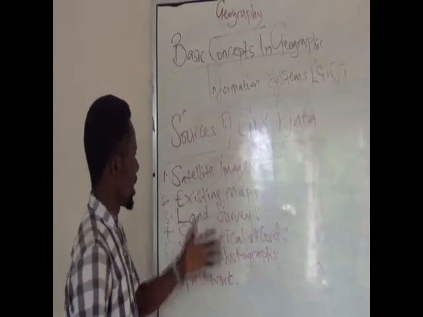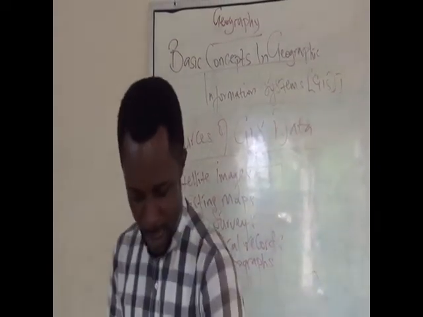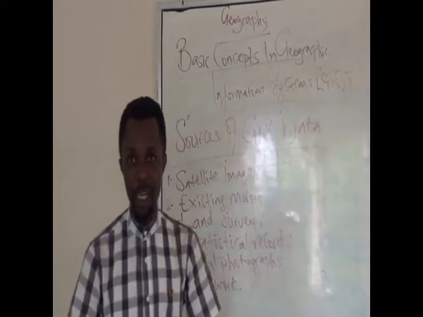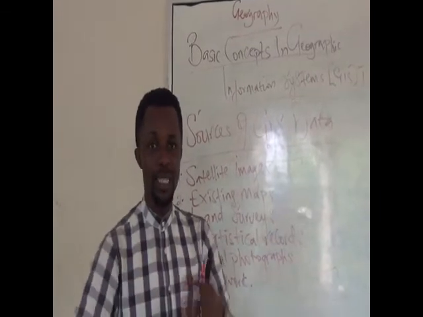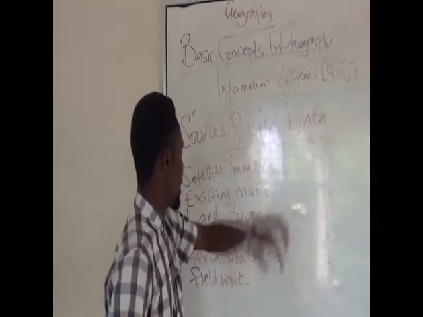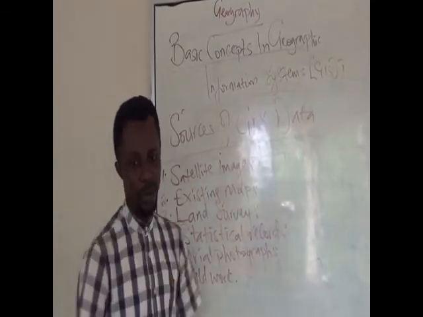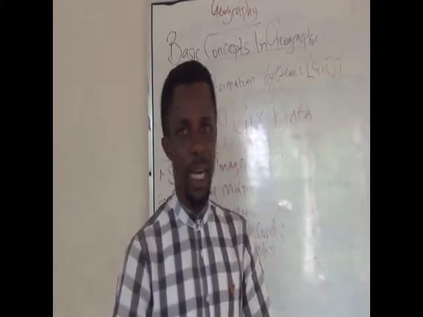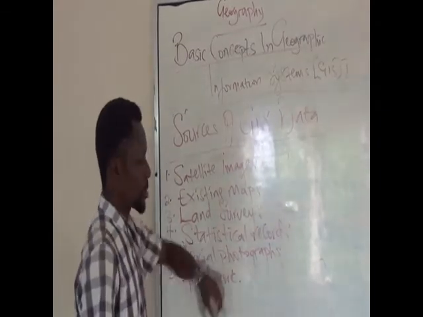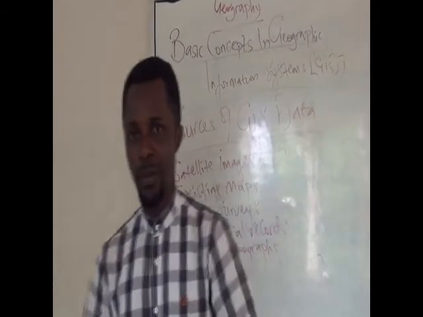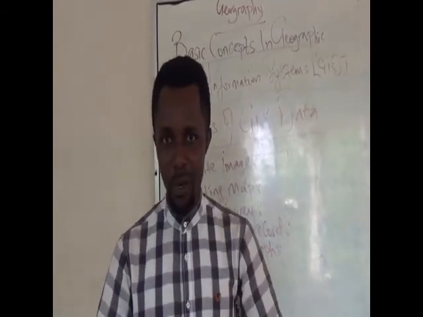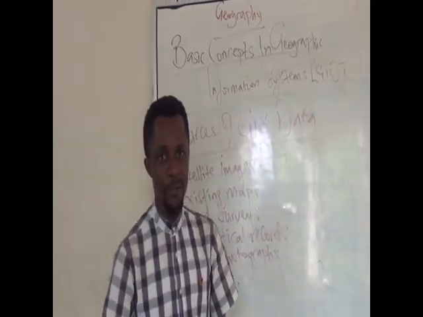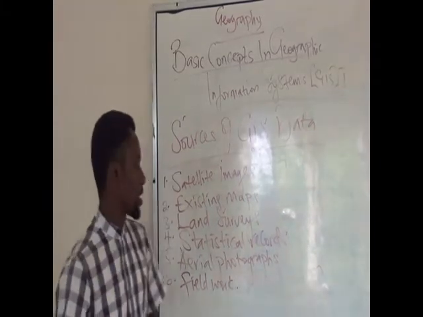Now, what are satellite images? We know satellites are being mounted in space to capture information about an area. So such information can be processed and used as GIS. We have existing maps. You can decide to digitalize a map and use it to work as GIS. We also have land survey. You can of course go to the field, take some measurements. Survey is all about measurements on the land. Take some measurements and feed it to your system. From there, you use it to work as GIS.